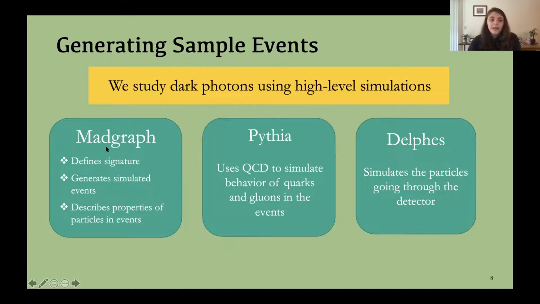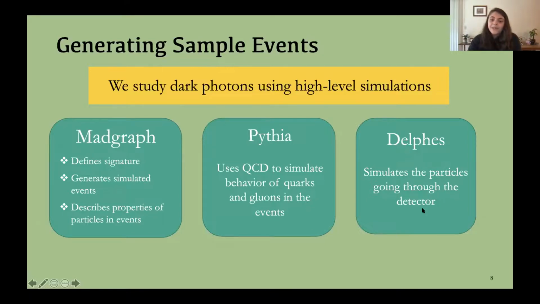MadGraph, you start out with that, and that defines your signature. So like, for instance, electron and positron, to Z and a Higgs, to 2 dark photons and whatever. And then it generates some simulated events based on that signature and those processes. And then it describes the properties of the particles in the event, and it gives them things like their momentum and their position. Then we have this special program called Pythia, which just deals with the quarks and the gluons in the event, looking at the QCD of that. And because that's quite a complicated process, we need a dedicated program for that.